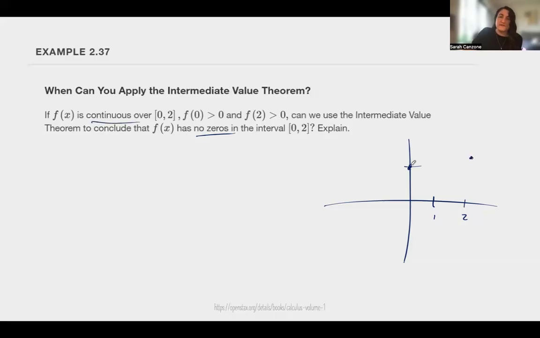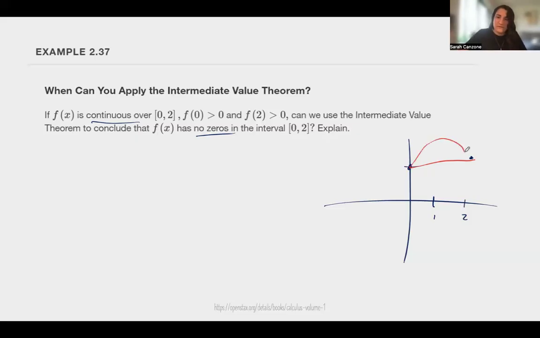So that's the key. So this value here and this value here, they connect somehow. But we're not told a rule for assigning one value to the next. We have no clue how this thing actually works. We don't know how to connect 0 to 2. So can we use the intermediate value theorem to say that there's no zeros? Well, I don't know. Theoretically, we could have a function that just goes like that. Well, if that's the case, then we don't have any zeros.